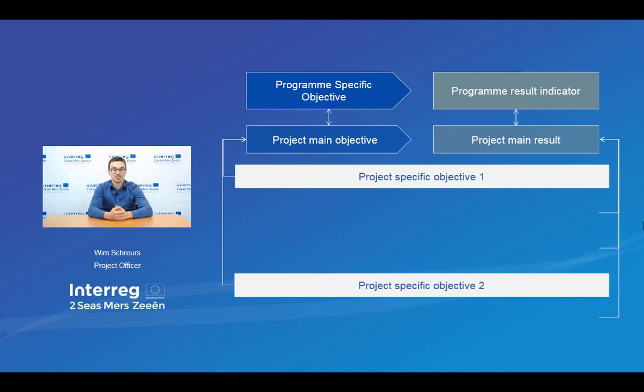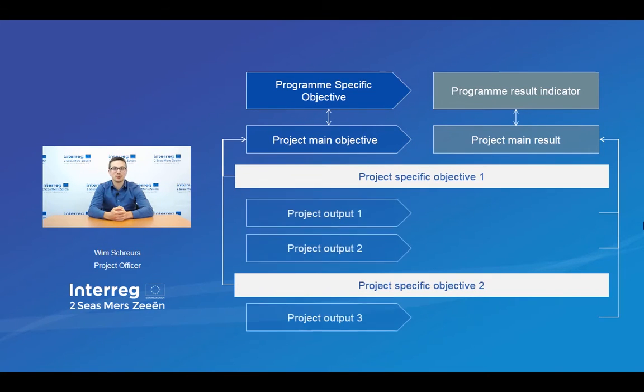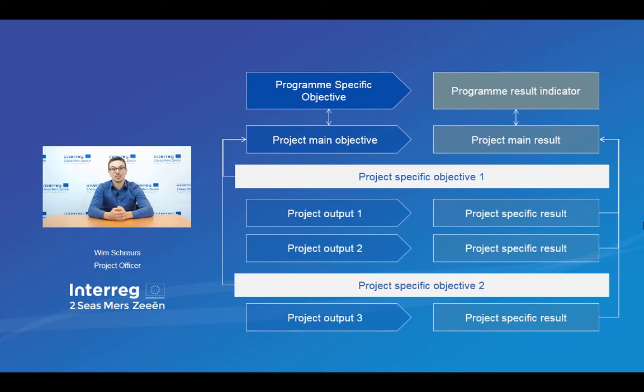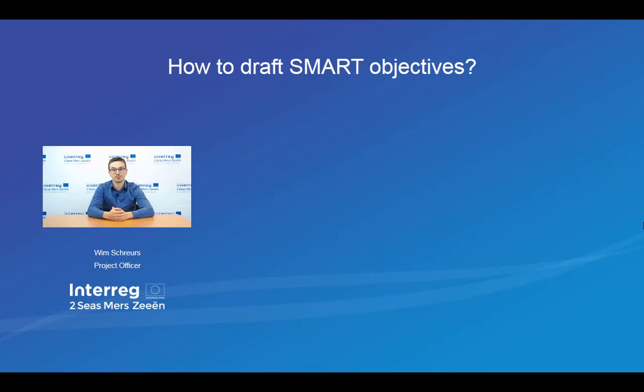A project is then divided into different specific objectives, and within objective you have activities that lead to certain outputs. On the right column you will see that your outputs each lead to a project-specific result, a direct benefit or an advantage, and these in turn will lead into the project main result. As such, you can see that there is a logic cycle between what is happening in your project and what is happening on the program level.